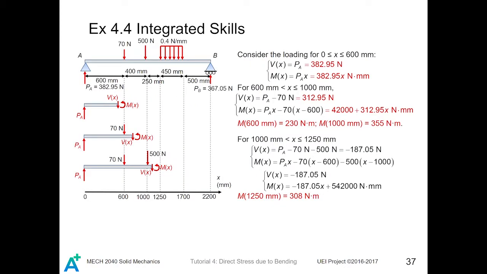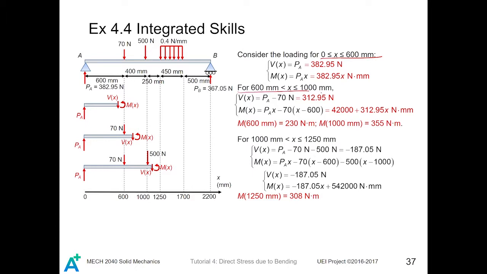Consider the first section for X from 0 to 600 millimeters. On this section, it's rather easy. We take the moment at this end. The moment is given by PA times X. The shear force is given by PA. For this section, it is rather easy to analyze.